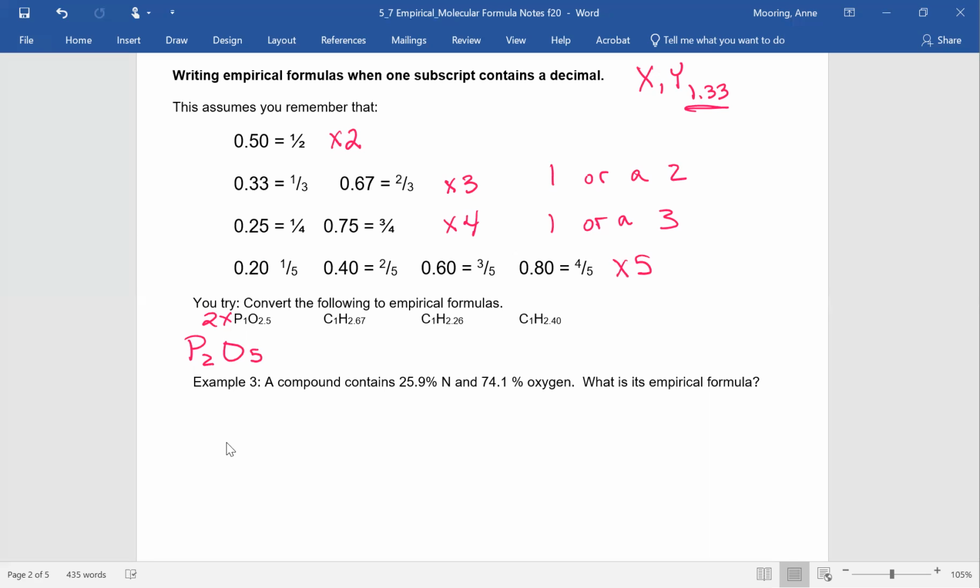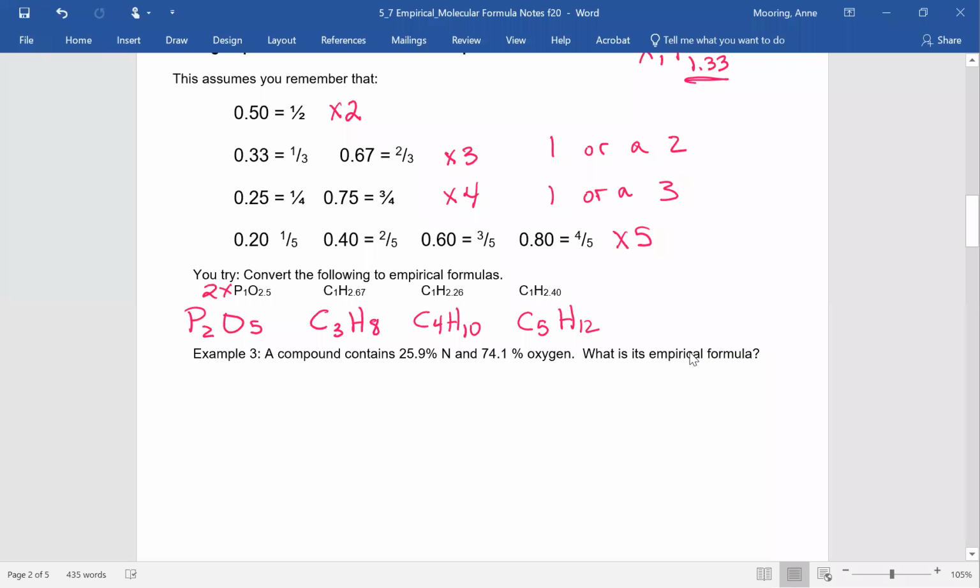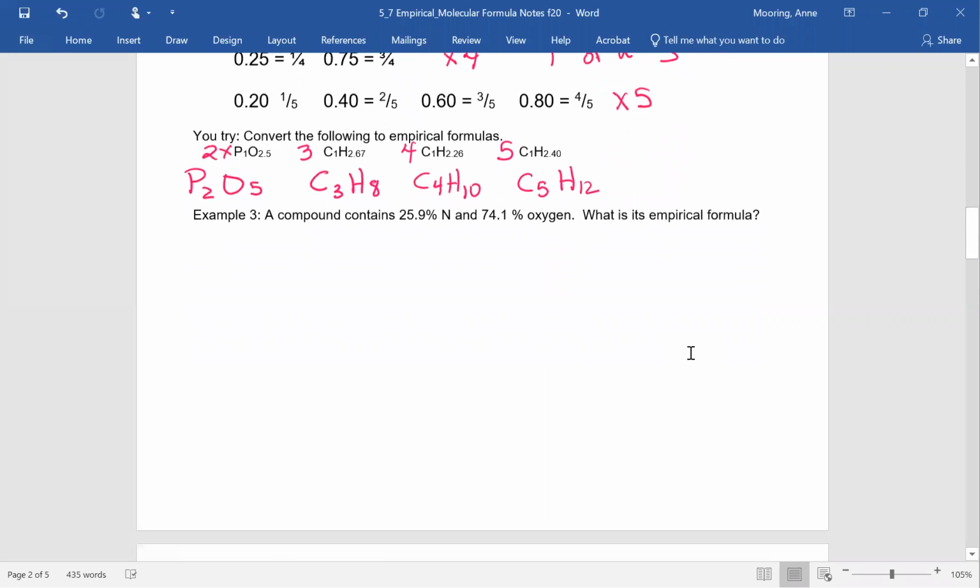Let me also do the next one for you. C1 H2.67. Oh, that's like 2 2/3. So I'm going to have to multiply through by 3. So I'm going to pause here and let you do these. All right, so here are the answers that you should have gotten. You would have multiplied this first one through by 3, the second one through by 4, and the last one through by 5. So now we're going to apply it to a problem.